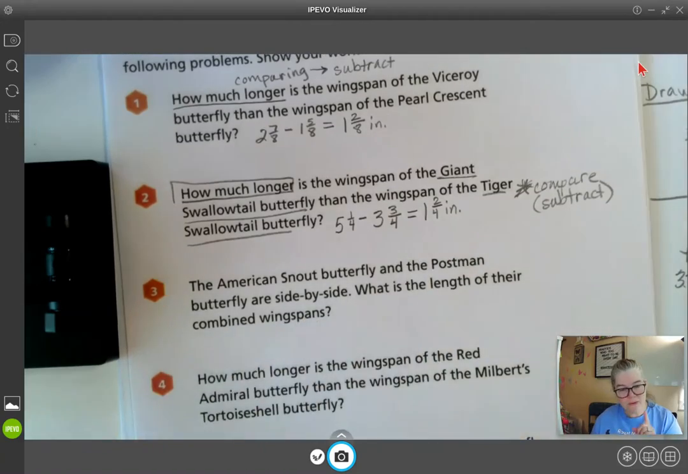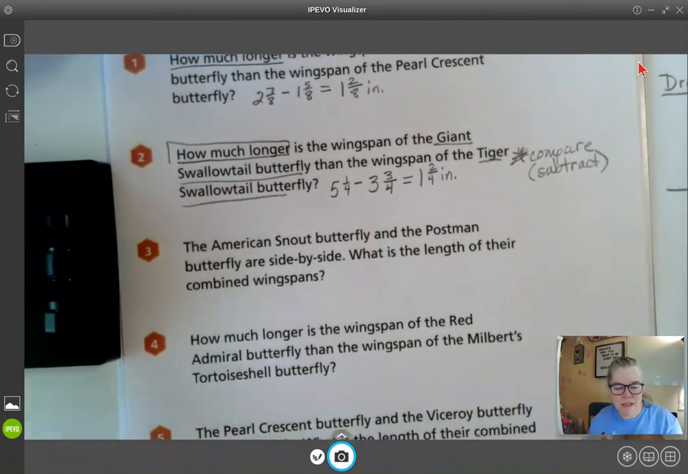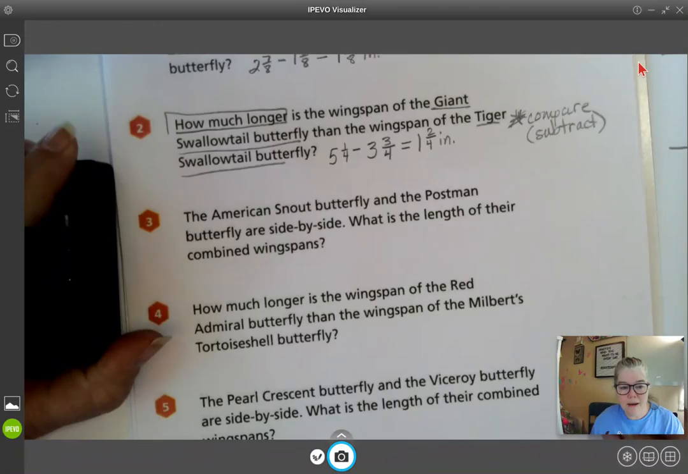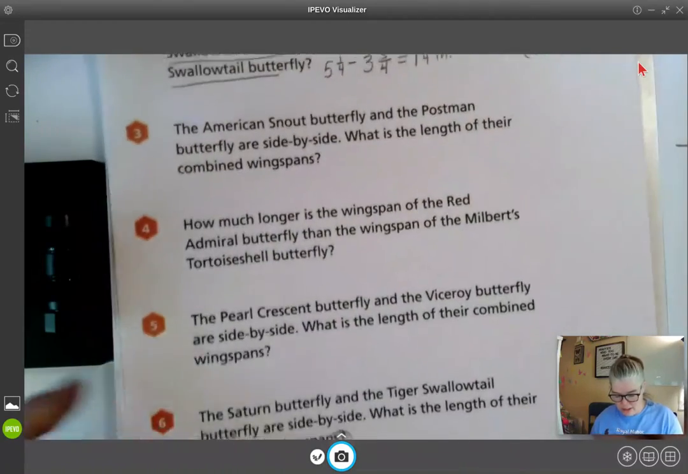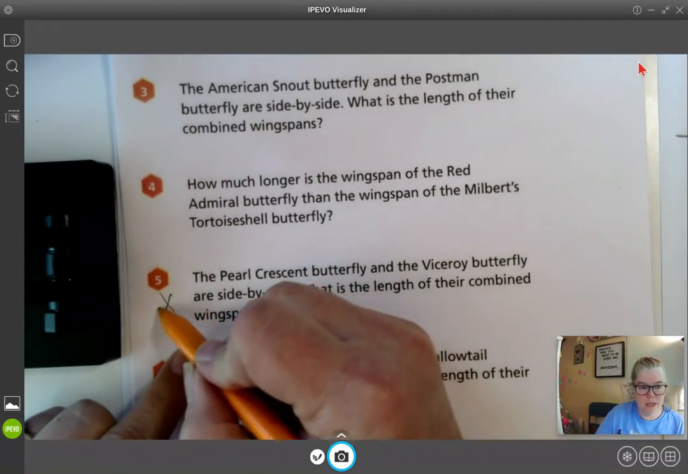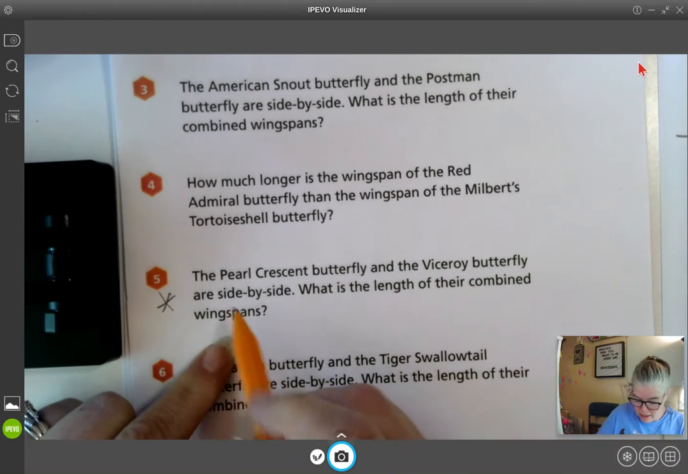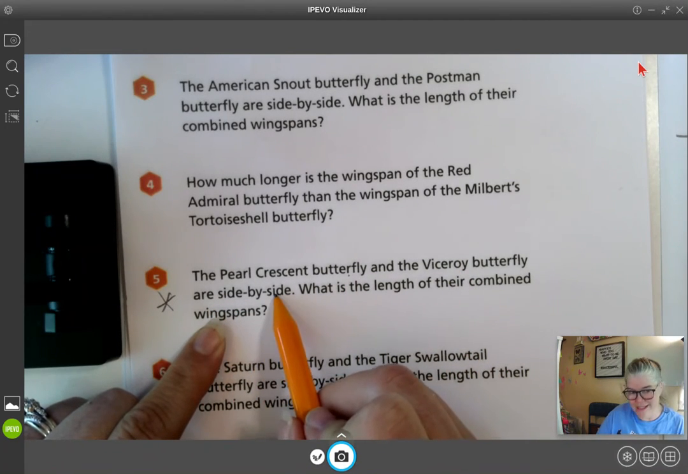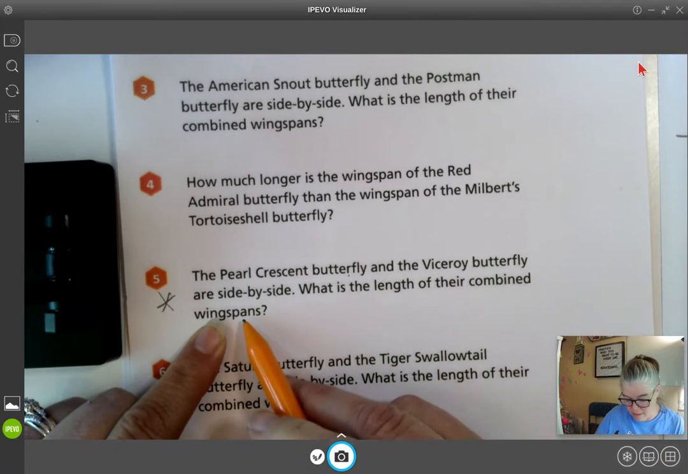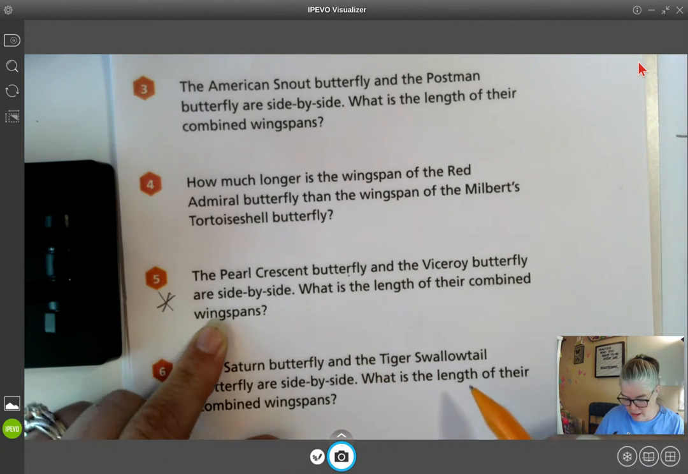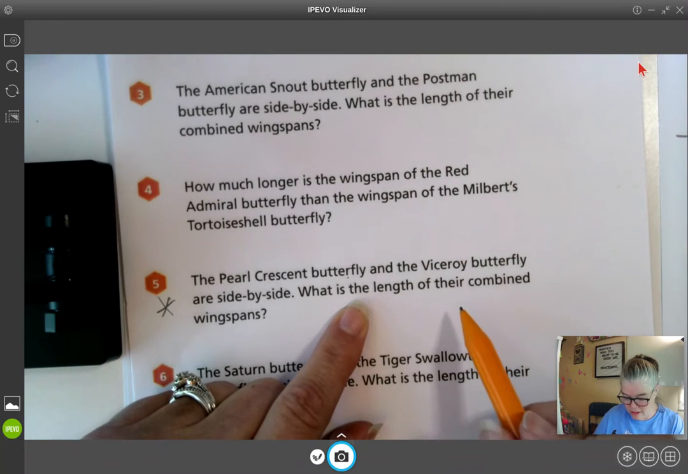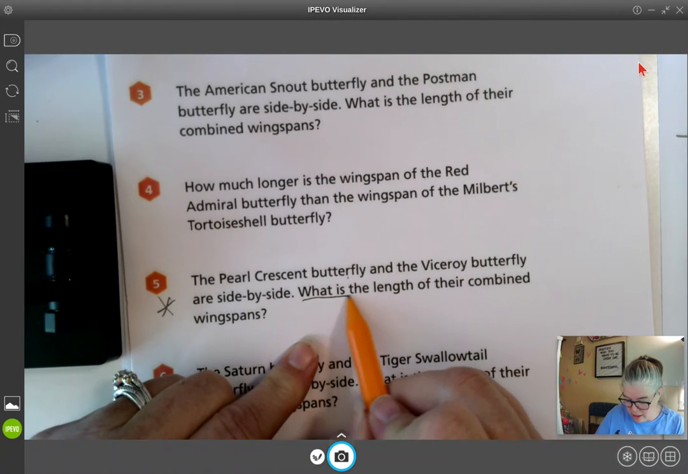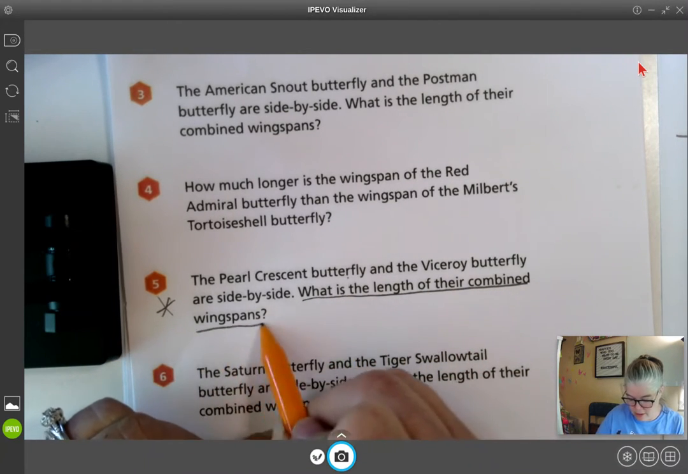All right, so before I send you off to try the rest of these problems and then to come back and check your work, I want you to take a look at number 5 with me. Let's look at number 5. It says the pearl crescent butterfly and the viceroy butterfly are side by side. What's the length of their combined wingspans? This one seems different. It's asking what is the length of their combined wingspans?